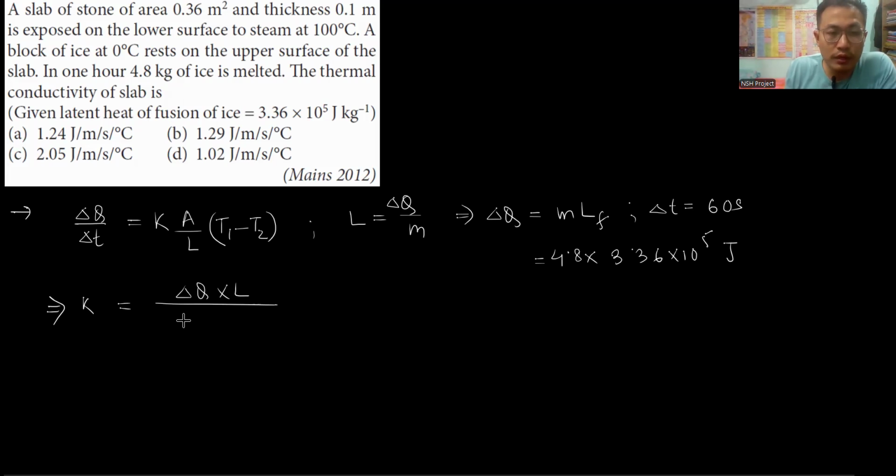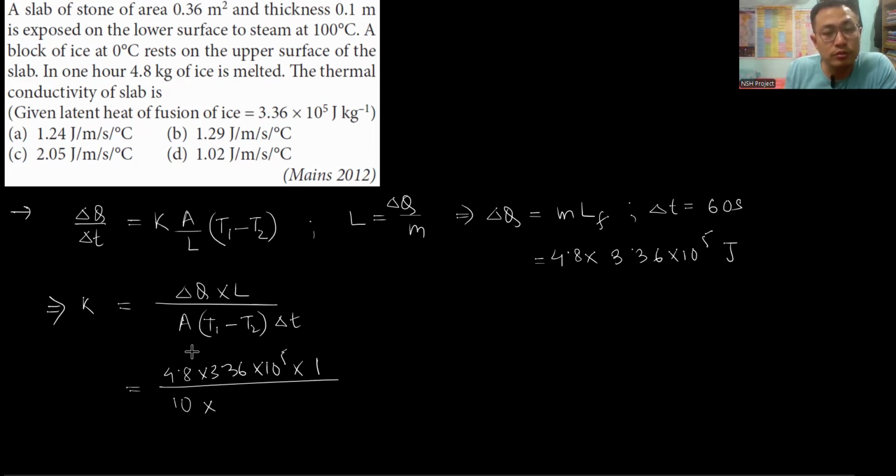So K is equal to delta Q times L divided by A times (T1 minus T2) times delta t. That gives 4.8 into 3.36 into 10 to the power 5, into L, the thickness, 0.1 meter, divided by area of cross section 0.36, times the difference in temperature, 100, times the time.